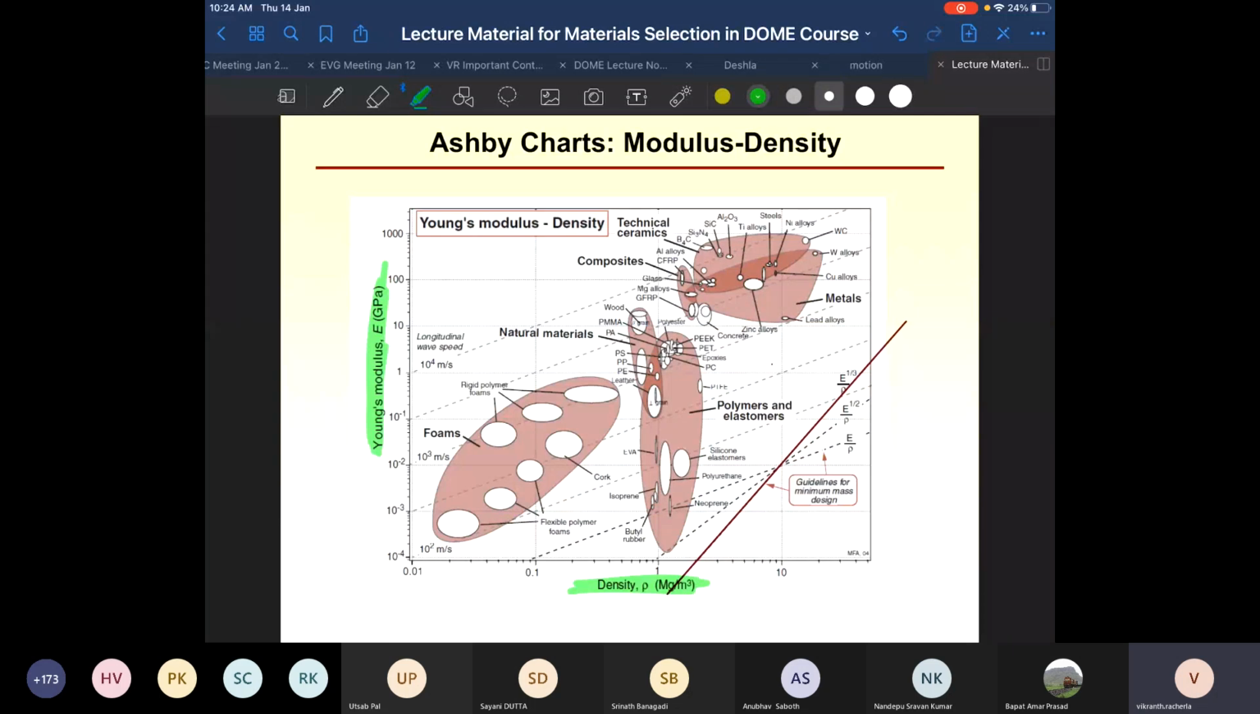Which material in this particular plot has got the highest modulus? Tungsten carbide. Very good. So tungsten carbide has got the highest modulus. Which material has got the lowest modulus amongst these materials?